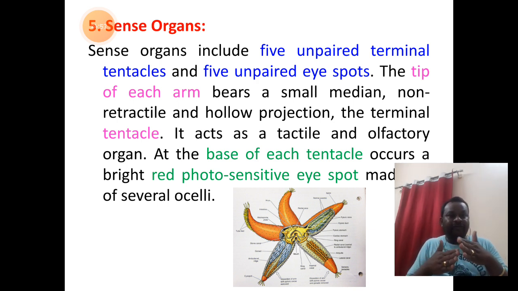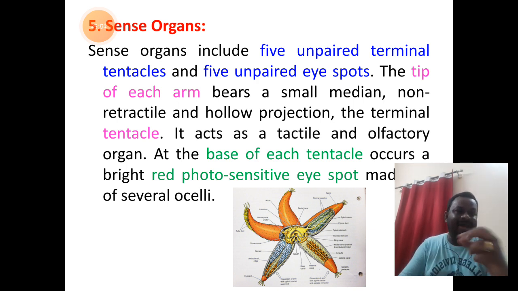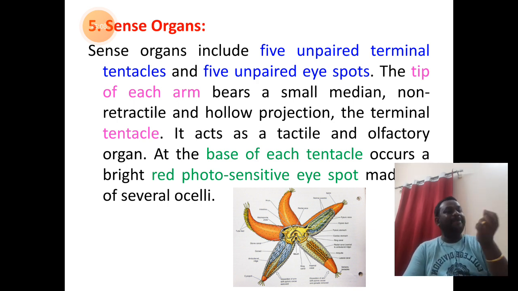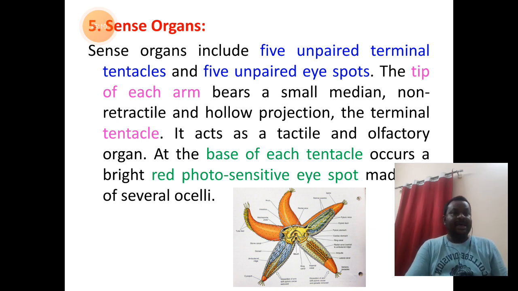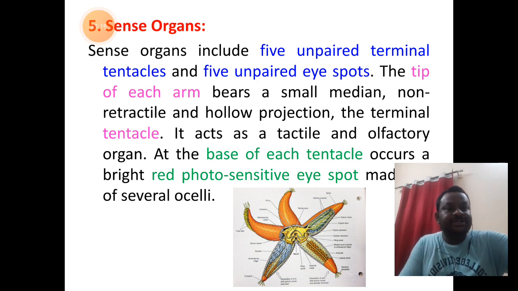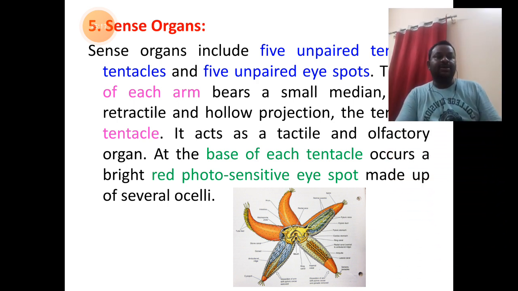At the tip of each of the arms, you can find a cluster of hair-like structures attached. They are nothing but the tentacles, as we find in the diagram down. And at the base of each tentacle occur bright red photosensitive eye spots, which are made up of ocelli. So light-sensitive eye spots, reddish in color, are present at the base of the tentacles.